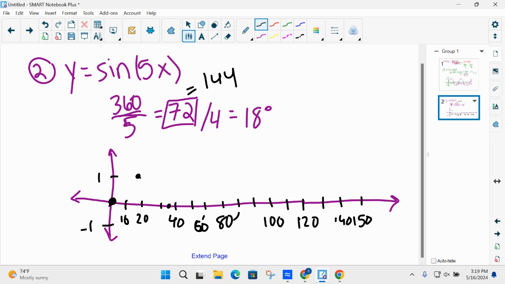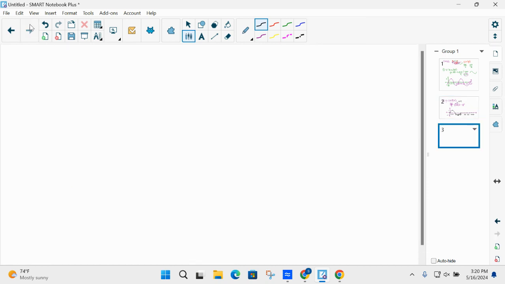And then 18 degrees later, we will be at 54. So that'll be about here. And then 18 degrees later, we'll be at 72. And that completes one cycle. And I'm going to let you go ahead and just keep adding 18 degrees to get another full cycle. For number 3.